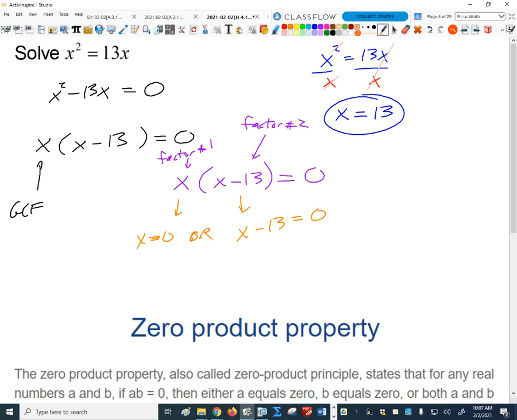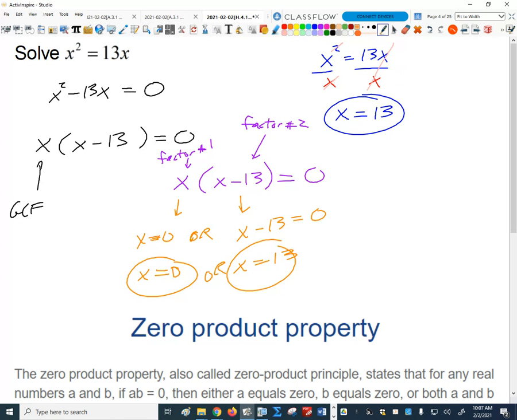So now we'll just find the values of x that make those two things true. Well, there's one solution already. x equals 0, or x minus 13 equals 0 when x equals 13. So look at that. We get two solutions to that, don't we? Not one. There are two solutions, and I'll prove it to you.